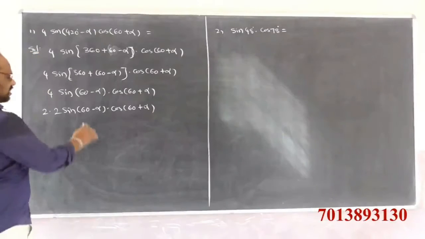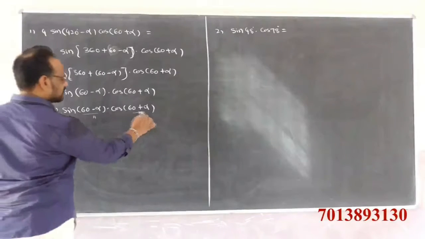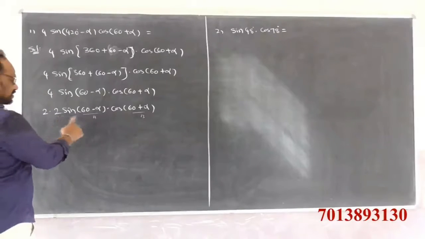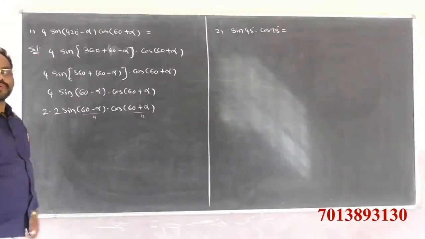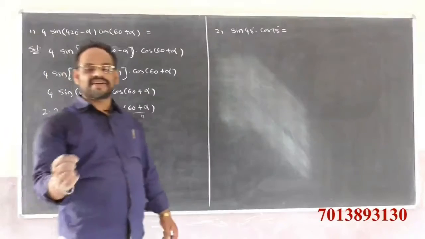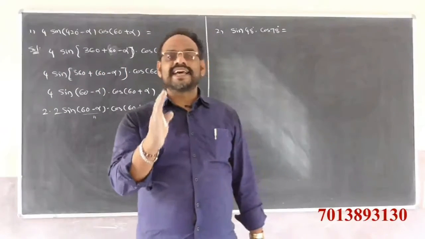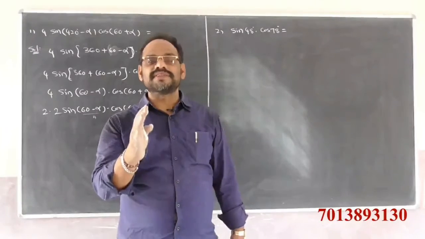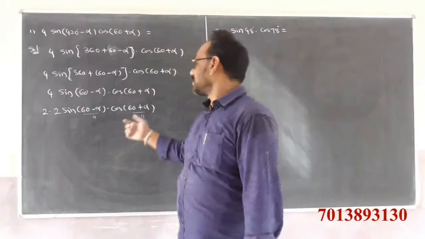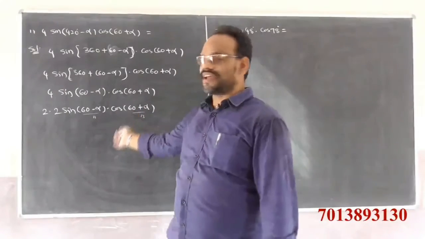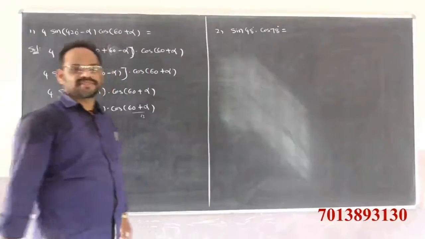Let us say this is A and this is B. So it is in the form of 2 sine A cos B. 2 sine A cos B is nothing but sine sum plus sine difference.